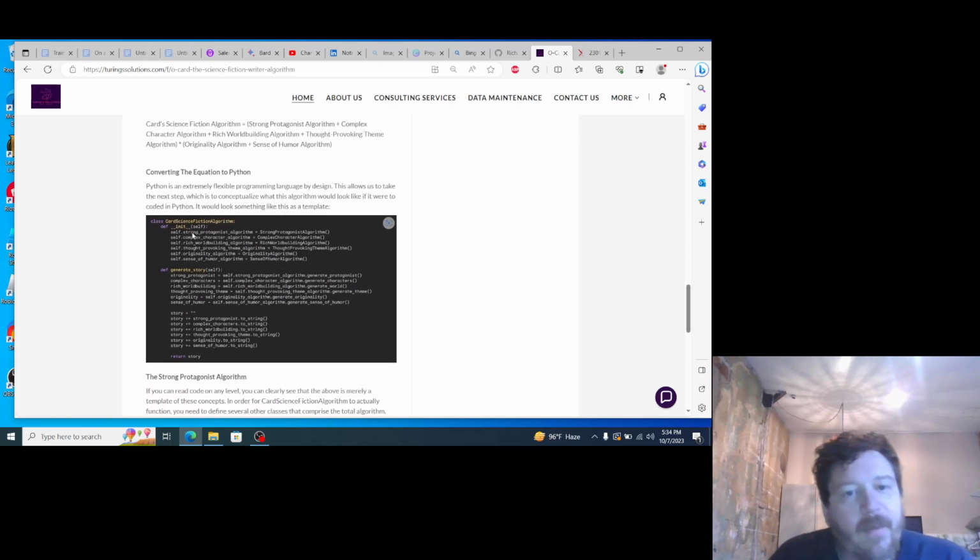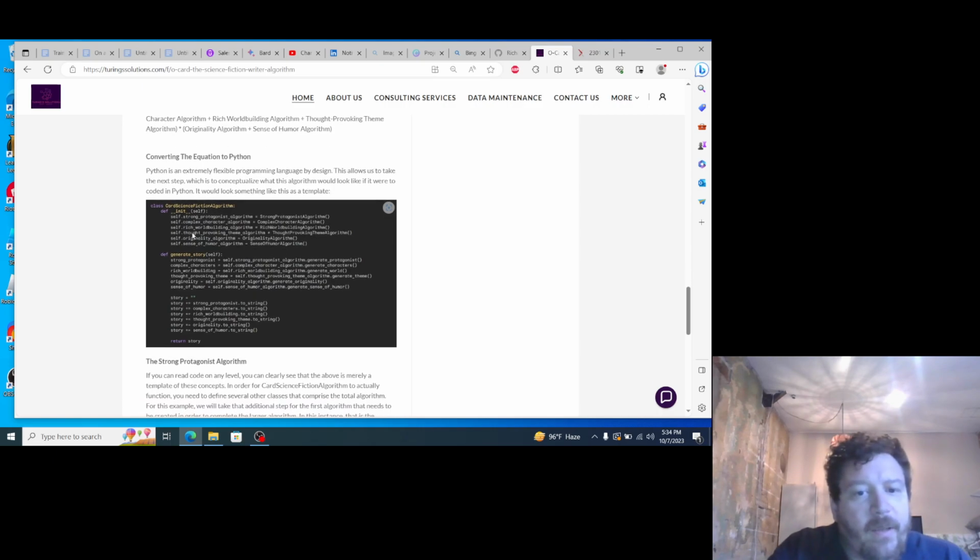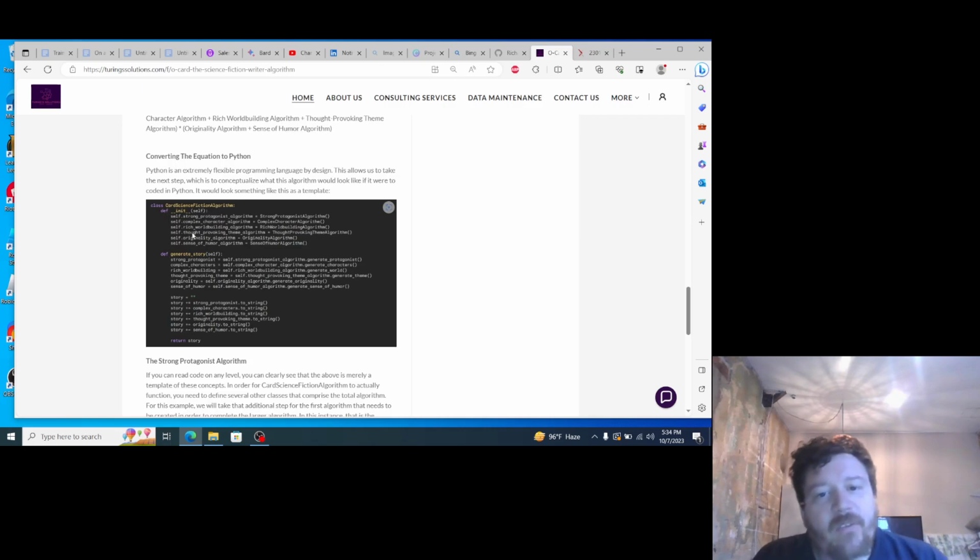And the next step with that is, okay, now we've got our equation. Let's convert that into actual, useful code. So if we were to code out this algorithm, what would it look like? It would essentially look something like this code here. And from just doing this exercise, we can see that our larger algorithm, our card science fiction algorithm, is at its core made up of about, let's call it 15, more like 10 underlying algorithms.